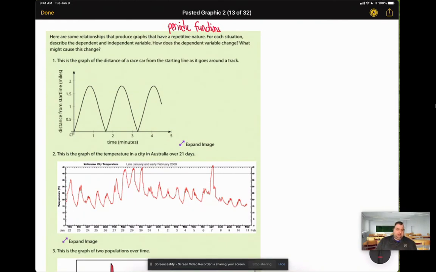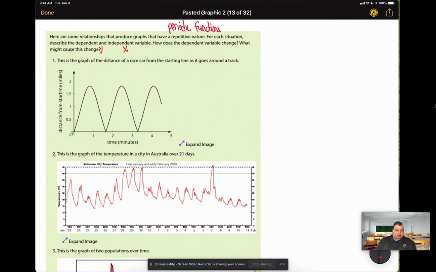So for each situation, describe the dependent and independent variable. How does the dependent variable change? What might cause this change? So the dependent variable is your y value. Your independent variable is your x value. The y value is called the dependent variable because it depends on what the x value does.